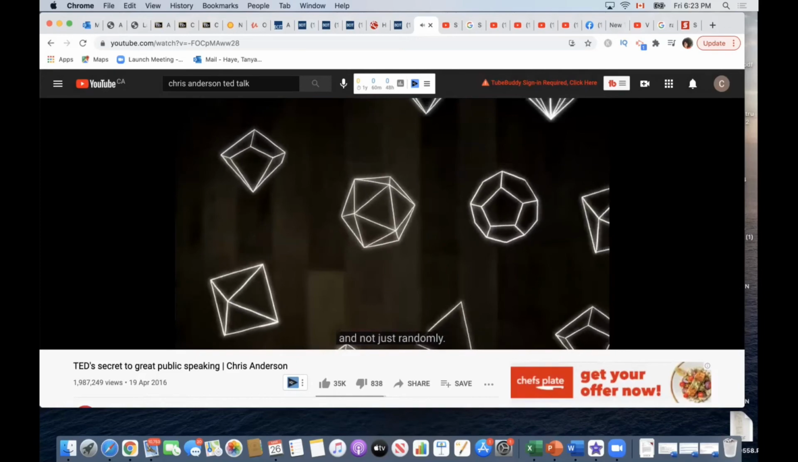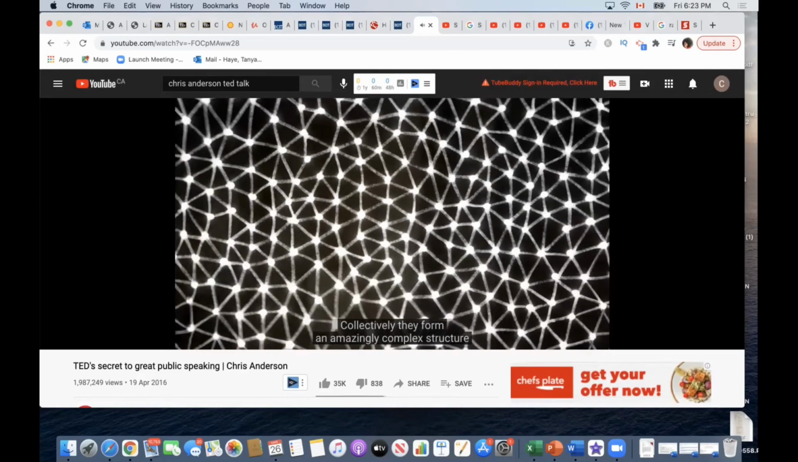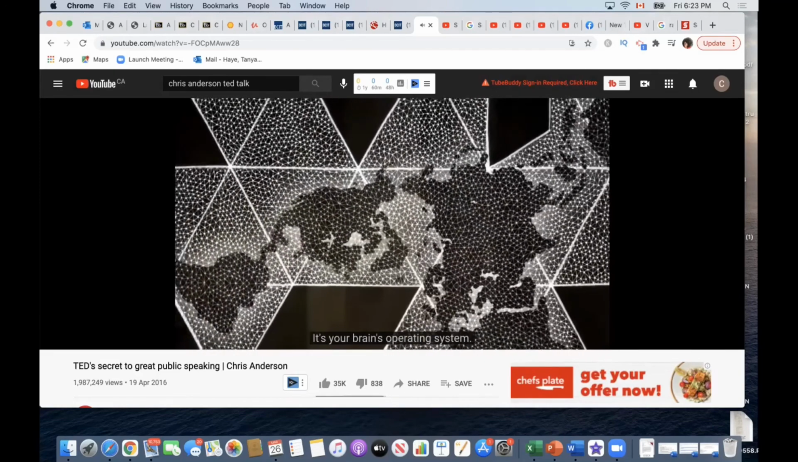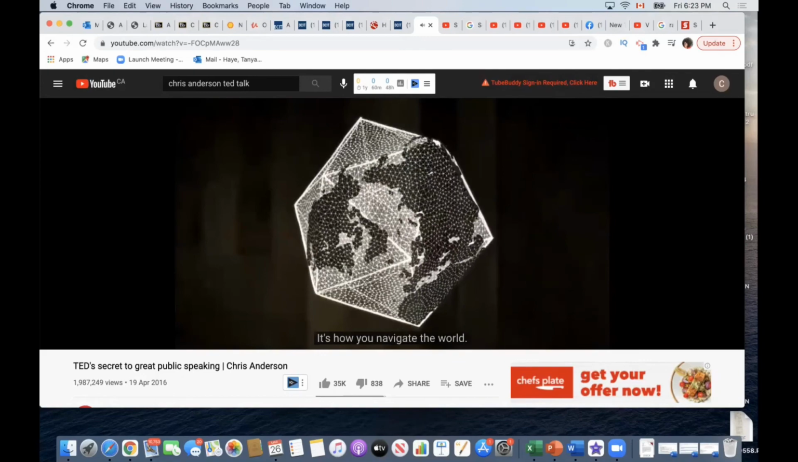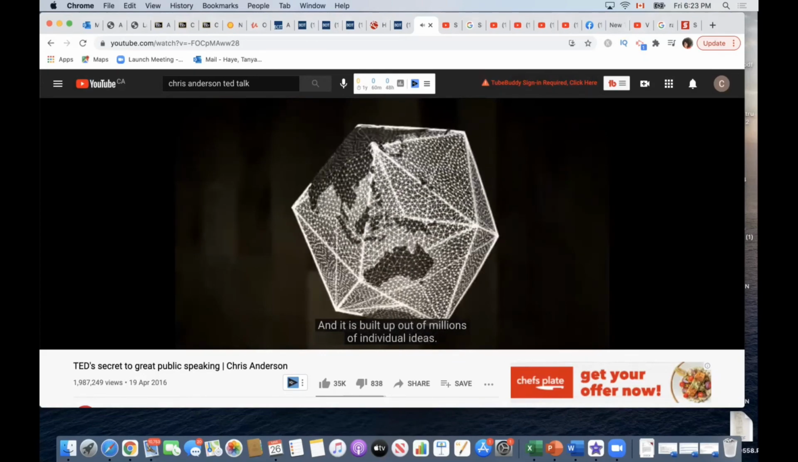Your mind is teeming with ideas, and not just randomly. They're carefully linked together. Collectively, they form an amazingly complex structure that is your personal worldview. It's your brain's operating system. It's how you navigate the world. And it is built up out of millions of individual ideas.